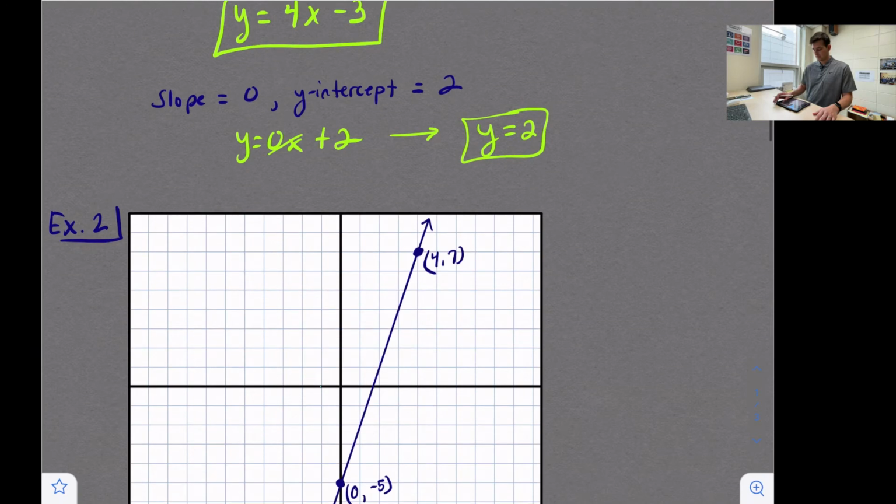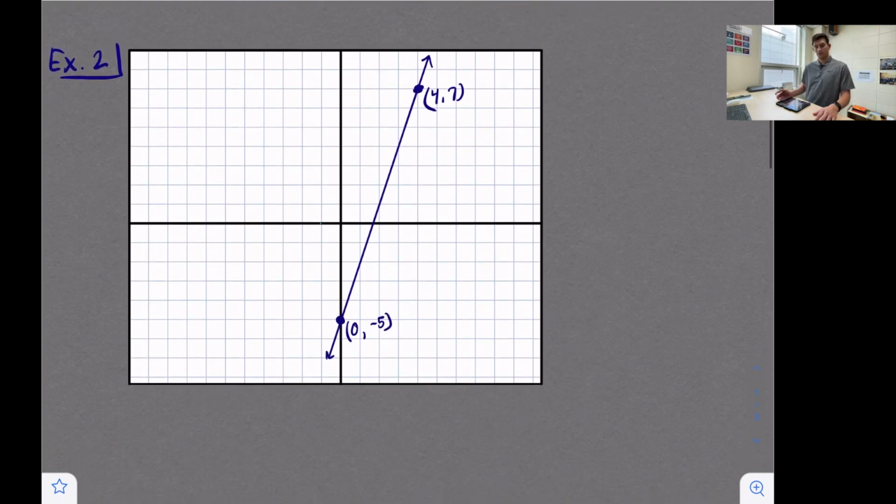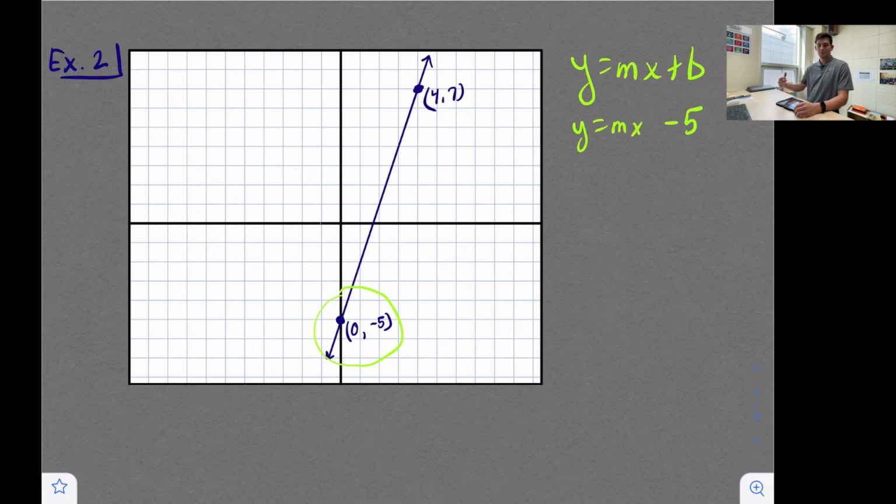Now let's look at an example where they give us a graph, and we want to write the equation from the graph. We're still working with slope-intercept form, y equals mx plus b. The first thing that we can note is we see where the line crosses the y-axis. So basically, they've given us the y-intercept, so we know our equation is going to end with -5. So we have y equals mx minus 5. Now we just have to calculate the slope.